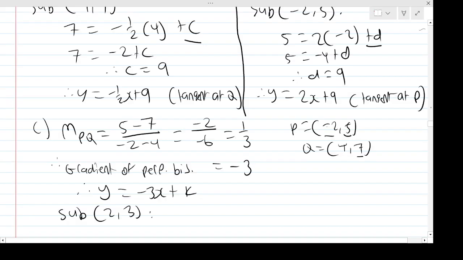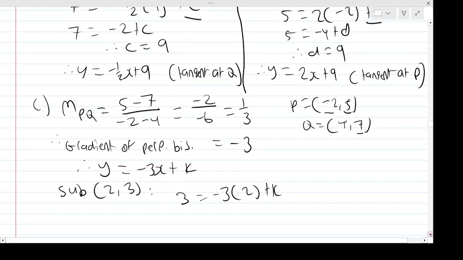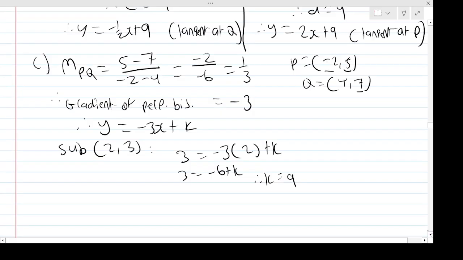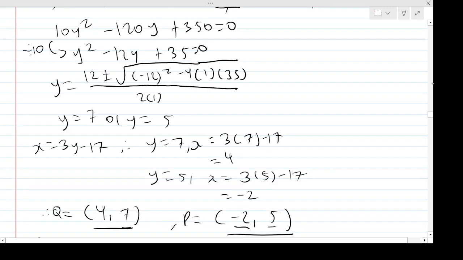If we do that then, well, y is 3, and then -3x, so x is 2, plus k. So 3 is -6 plus k. Therefore k is, if we add 6, we get 9. Which means our equation is y is -3x plus 9. Cool. There we are then. So that's the equation of the bisector.